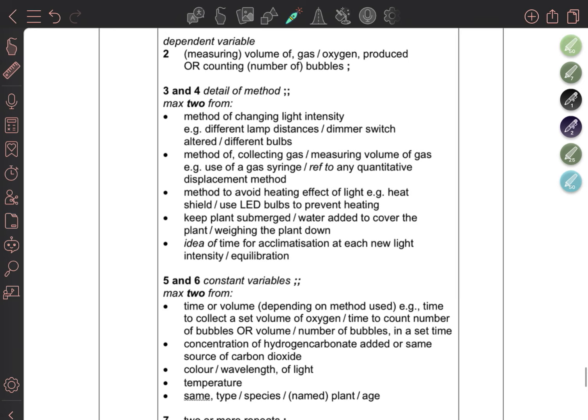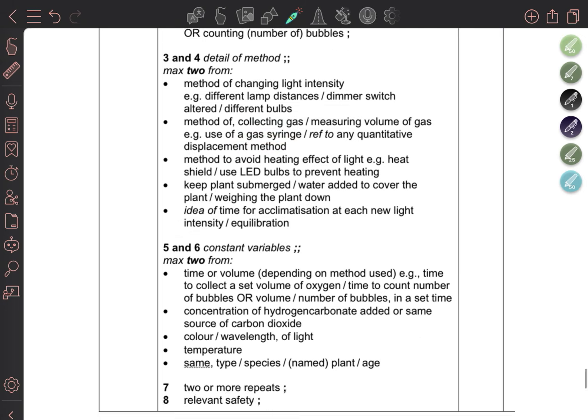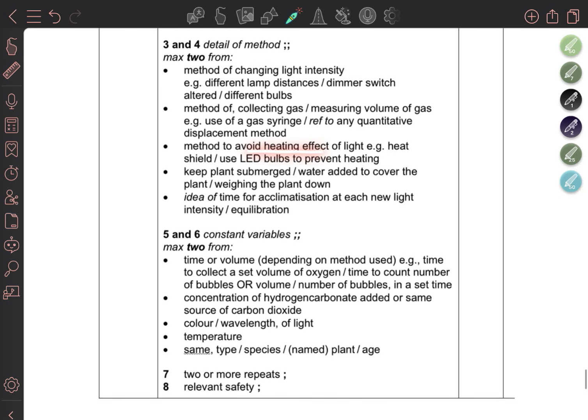So you can see the experimental setup is the same. You are going to change the light intensity by either using different lamps, different bulbs, or increasing or decreasing the lamp distances. And then to measure the dependent variable, you can either collect the gas and measure using a gas syringe, or you can just count the bubbles. Again, to avoid overheating, because when you have a lamp, you will get some heating effect, and that could affect the rate of photosynthesis. So you either have to keep a heat shield, or you can use an LED bulb, because it does not have a heating effect.